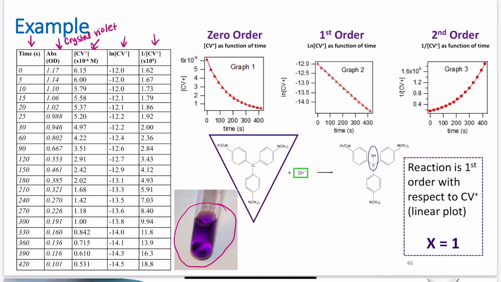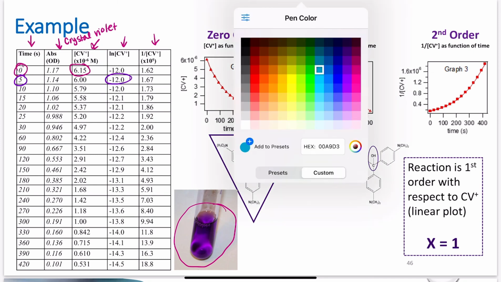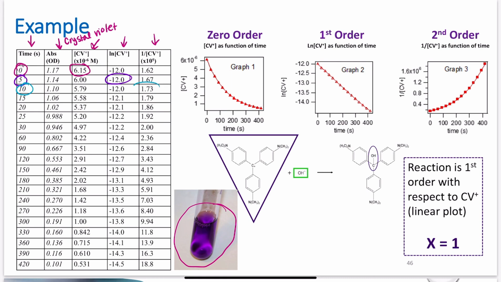We then graph three things. We graph the time versus crystal violet. We graph time versus the natural log of the crystal violet concentration. And we graph time versus 1 over, or the reciprocal of, the crystal violet concentration. The absorbance is what we've measured, and we use Beer's law to determine the concentration. We plot all three of these. Crystal violet concentration versus time, that line is not linear.